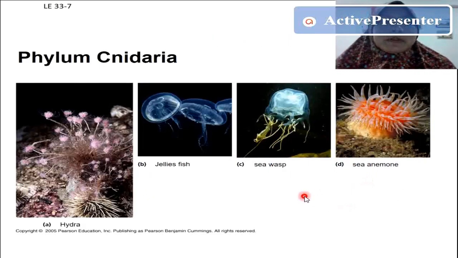So what are examples of animals in the phylum Cnidaria? They are hydra, which has a sessile polyp body plan. Jellyfish, which has a floating medusa body plan. Sea wasps, and also sea anemone, which has a sessile polyp body plan. At this point, I believe you should understand how to differentiate which animals in phylum Cnidaria have the sessile polyp body plan and which have the floating medusa body plan.